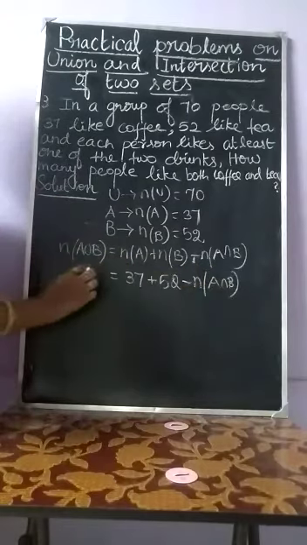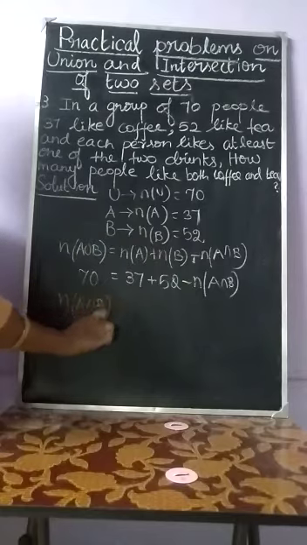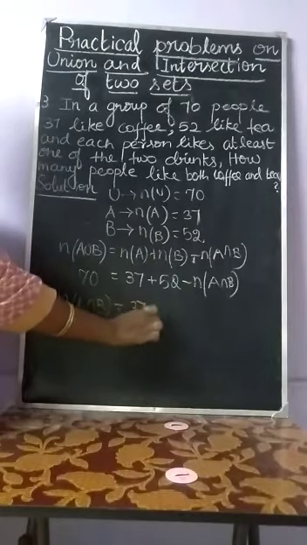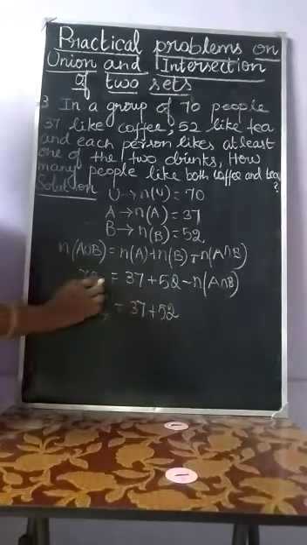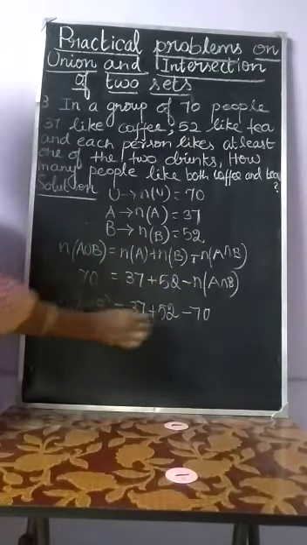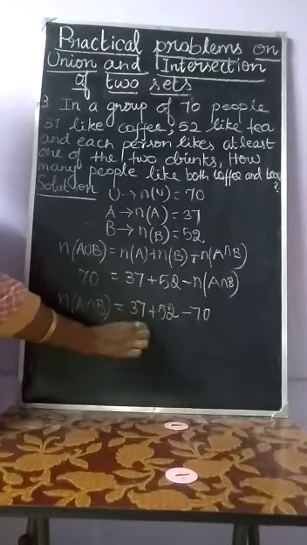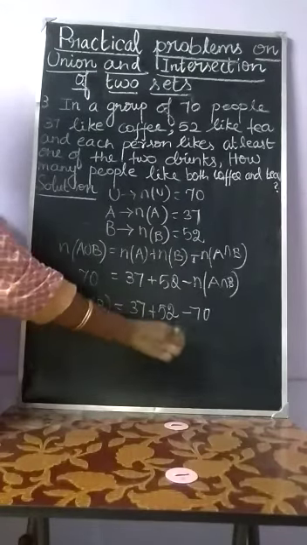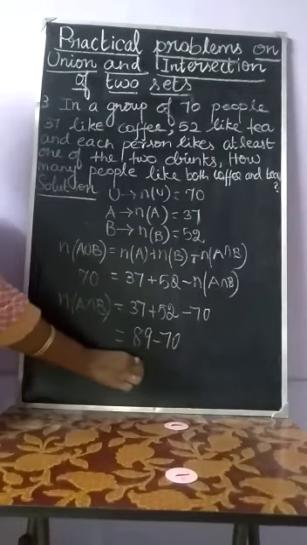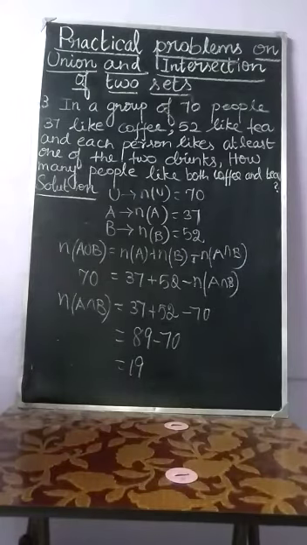So we have to move the value to the LHS. So plus n of A intersection B is equal to 37 plus 52. Change the plus 70 value to the RHS, so minus 70. 37 plus 52, what is the value? 89. 89 minus 70 is equal to, what is the answer? 19. So 19 people like both coffee and tea. That's all.